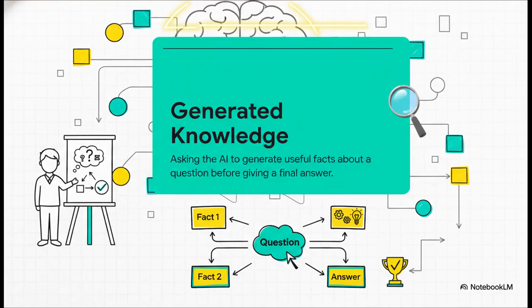And this first technique is called generated knowledge. The idea is actually super simple. It's like telling a student, hey, don't just give me the answer, show me your work. We ask the model to spit out all the relevant facts before it tries to answer our original question.